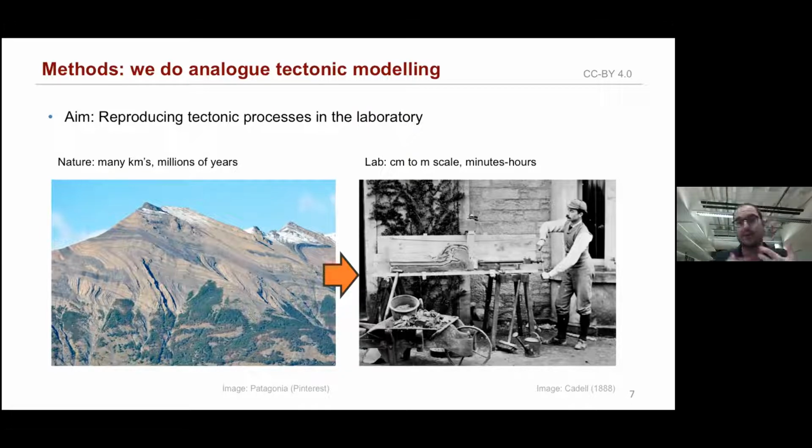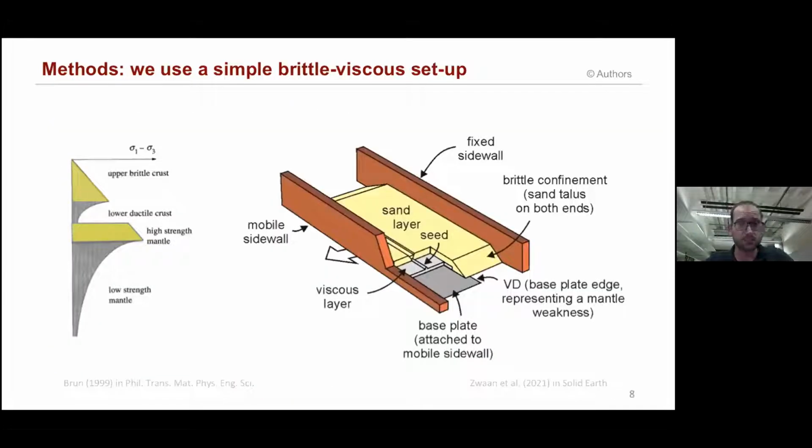And then you have an idea of the dynamics involved in this kind of system. So that's the whole reason for the analog modeling, and we applied this for our study. So this is a very simple sketch of our very simple setup, if you want.